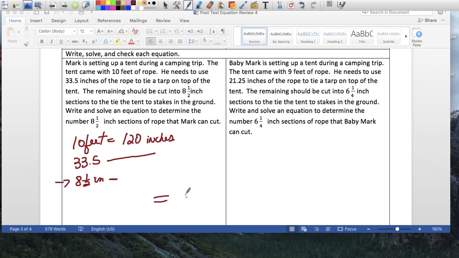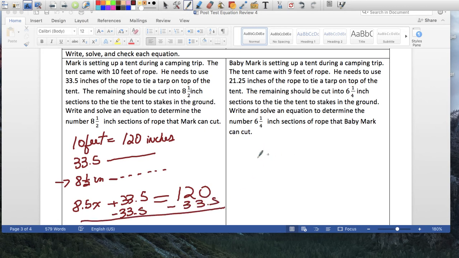So my equation is going to look something like this. The total amount of rope I have is 120 inches, and that's made up of 2 things. 8.5x, 8.5 times however many little ones that I can cut, plus the 33.5 that I cut off in the beginning, is going to equal 120. So how many of these can I have? Minus 33.5, minus 33.5. I'll continue over here. So this will cross, and I'm going to have 8.5x equals 120 minus 33.5 equals 86.5.